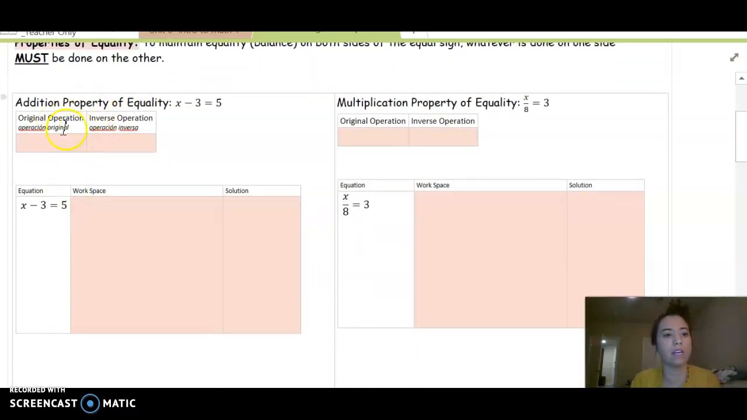We're going to start with the addition property of equality. And we have x minus 3 equals 5. So we're going to just start by doing what we did in the last lesson. We're going to name our original operation and then name what the inverse is. So right now with my variable, I have an x minus 3. So I have subtraction going on right now with my variable. And how do I get rid of subtraction? What is the inverse of subtraction? The inverse is addition.